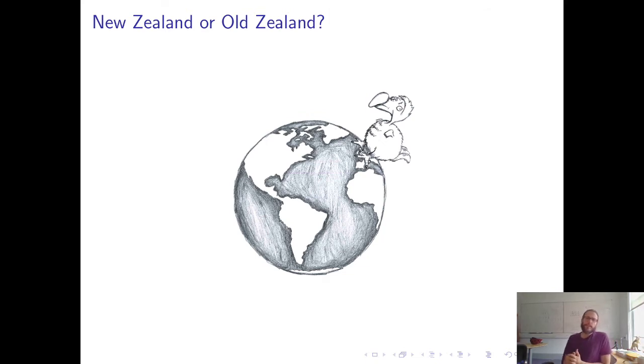Okay? So now I ask him, Dave, are you in New Zealand or Old Zealand? And Dave, since he's a truthful dodo, says Zeeland. And actually he doesn't go anywhere because what he said was correct.